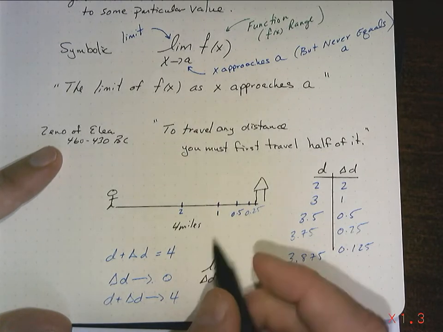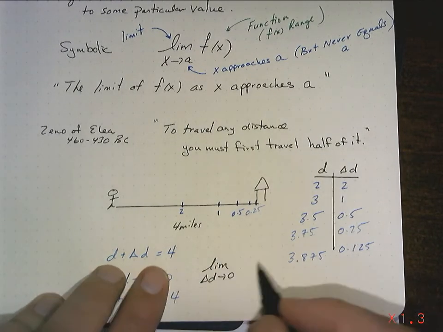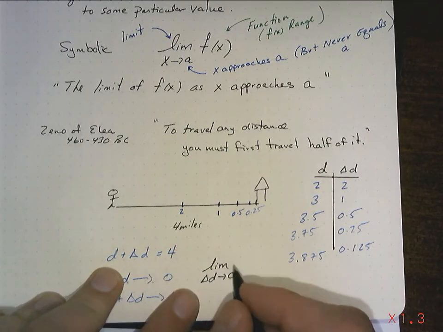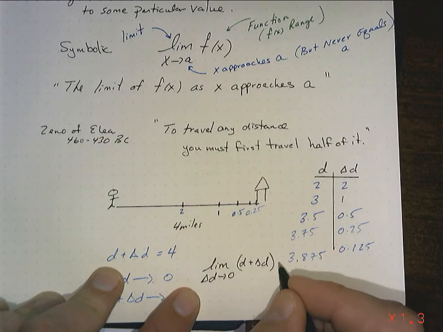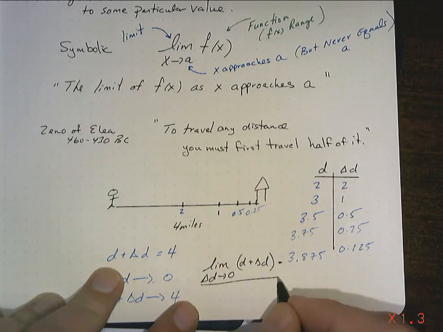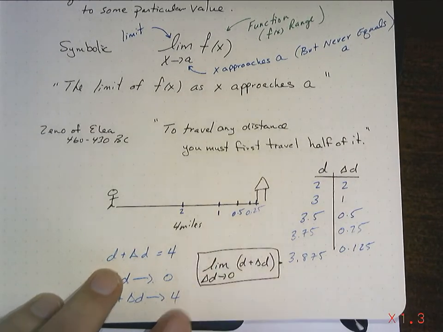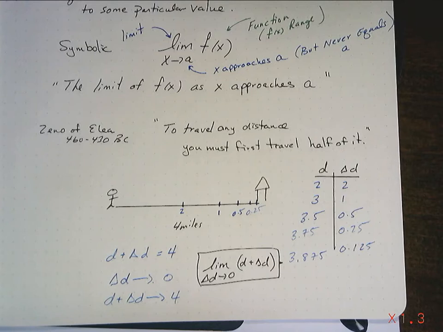So that's how that would be talked about. And then your function, of course, would be the distance plus delta D. And that would just be your function. And you're going to notice that that whole thing is the way that we would talk about this setup up here. So the delta D is approaching 0 as distance plus delta D.